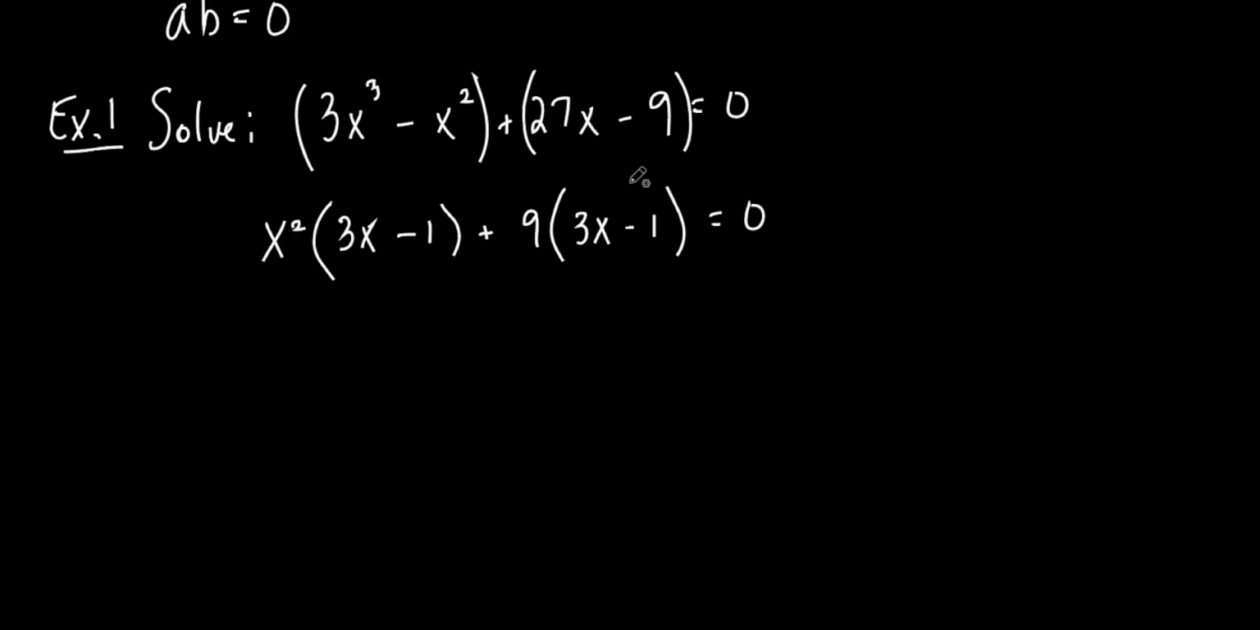Right? So we're going to factor again. Factor out a common factor. So factor out a 3x minus 1. What's left over if I factor out a 3x minus 1? X squared plus 9. Okay? And that equals what? Now this is not a difference of two squares. It's not a difference. It's a plus. Right? So I can't factor this. Okay?